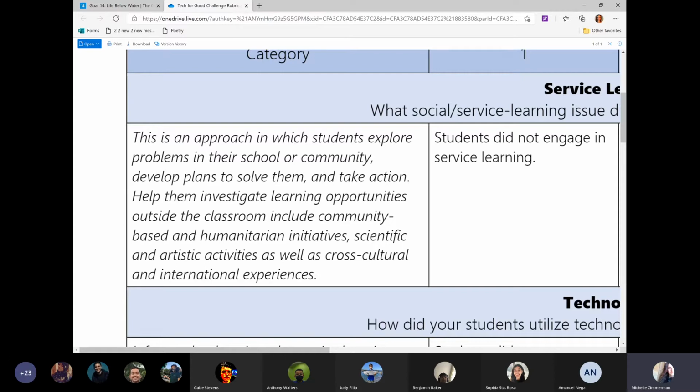And so when you develop a plan to solve them or investigate the learning opportunities outside the classroom, including community-based ones, it could be humanitarian. In this case, it happens to be animals, but the animals and ecosystems can impact humans. It can be a scientific and artistic activity, as well as cross-cultural or international experiences.